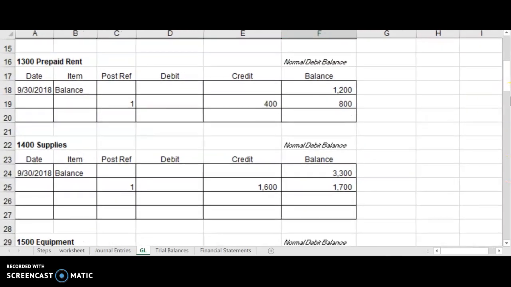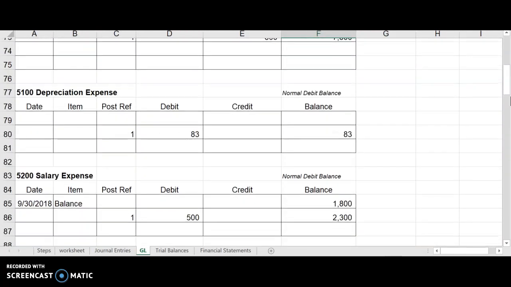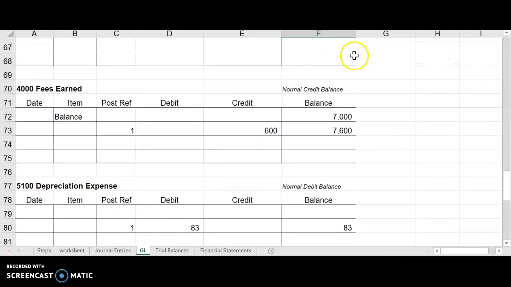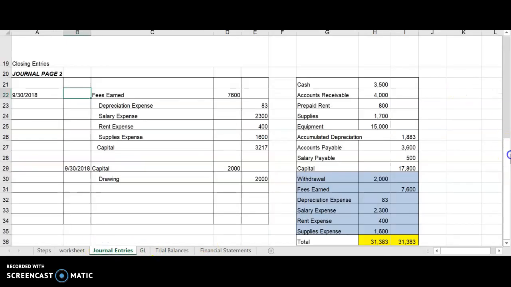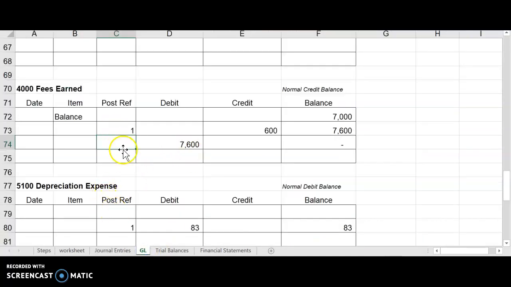Let me make this bigger here. And we need to find fees earned, and we need to debit it for $7,600. So we had a credit balance and we just debited, so our new balance is $0. Okay, and this came from journal page 2. So it came from page 2. And we are posting this to account 4000.